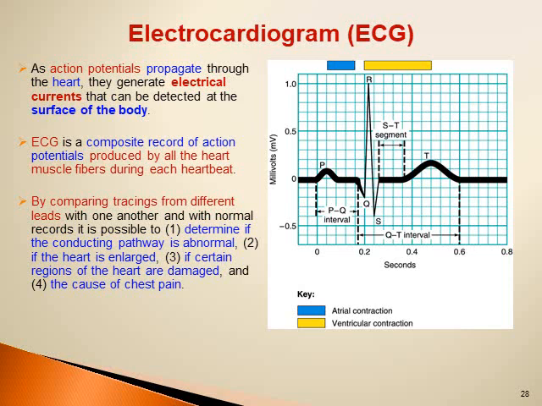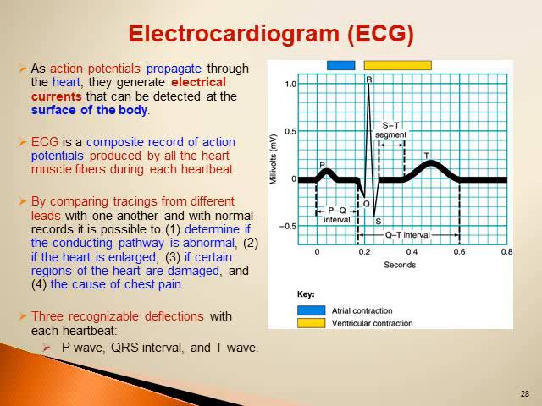As you can see, the ECG has different components or different deflections. It has the baseline or the isoelectric line, and it has upward deflections like these and downward deflections. The deflections from the baseline are called waves. So we have P wave, Q wave, R wave, S wave, and a T wave. There are three recognizable deflections with each heartbeat. These are the P wave, as I said. Then we have the QRS complex, the Q wave with the R wave and the S wave. We call them the QRS complex or interval. And then we have the T wave.